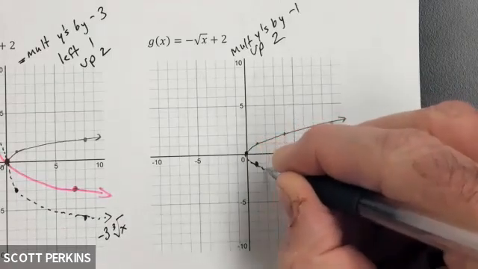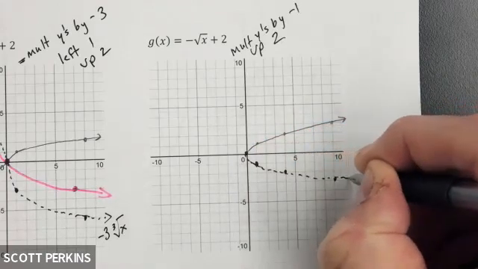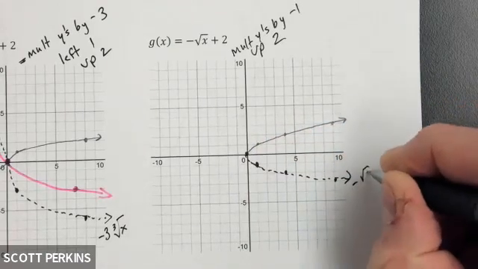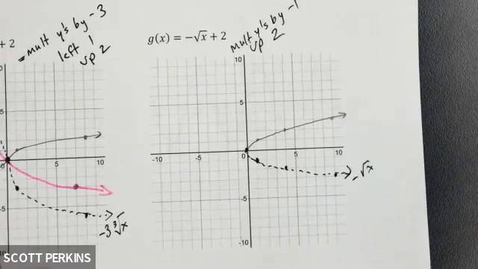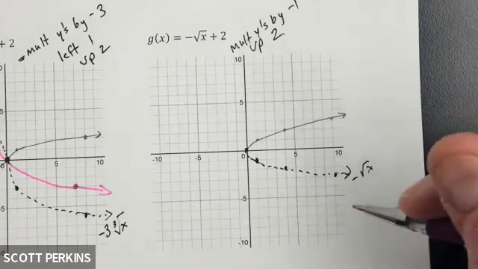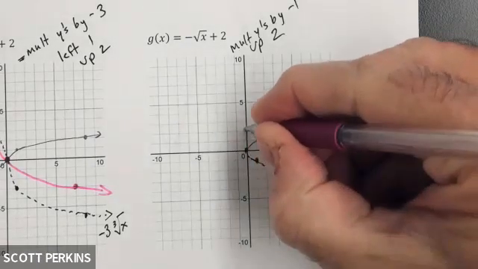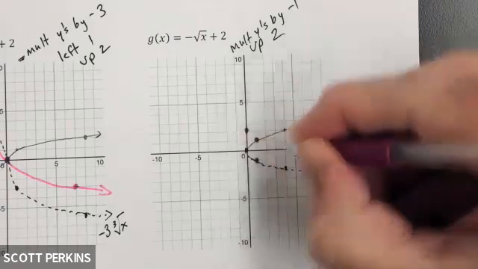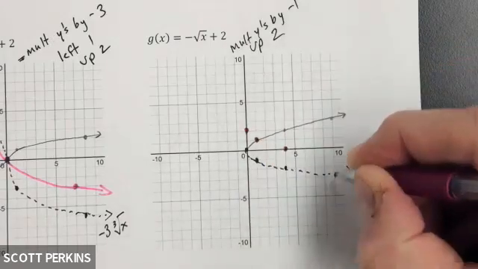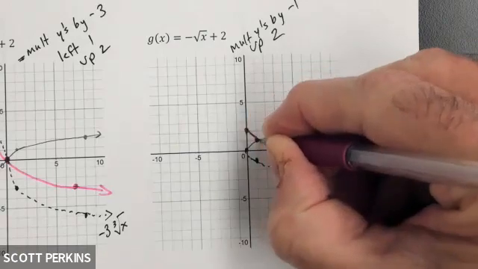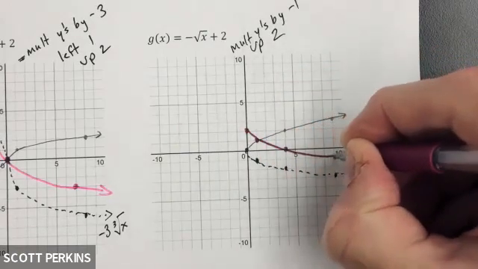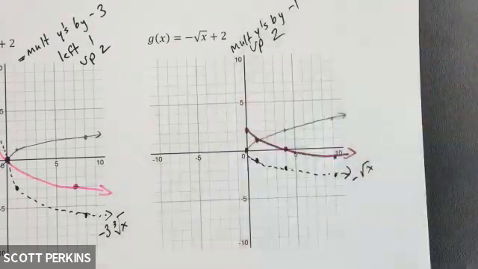I'm just going to make this dotted. This is my transition graph. This is -√x right there. All right, and if I can do this now without embarrassing myself, I'm going to move that up 2, if I'm counting right. So up 2 here, up 2 here, up 2 here, and then up 2 right here. And here's my graph. Not too bad. Good recovery.